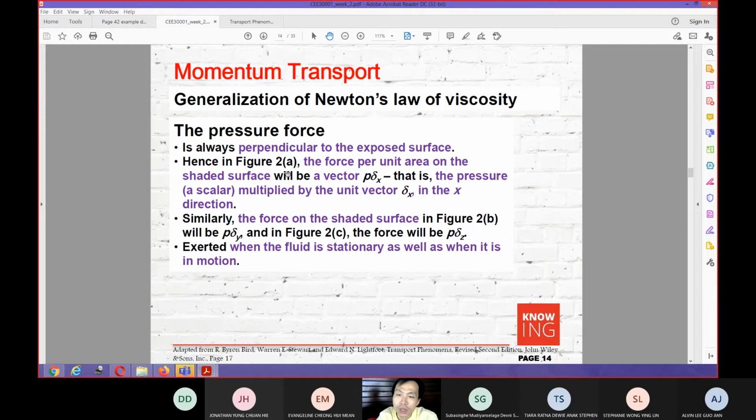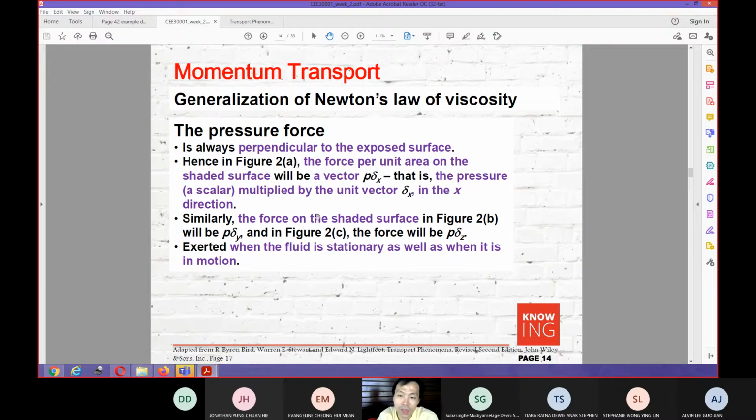This is something that you need to understand, because this will come into your momentum transport utilization later on. So the pressure force is always perpendicular to the exposed surface. That's why it's multiplied by the unit vector called this one in here. This one always has a perpendicular direction to the exposed surface, and that's the same with the y and then with the z.